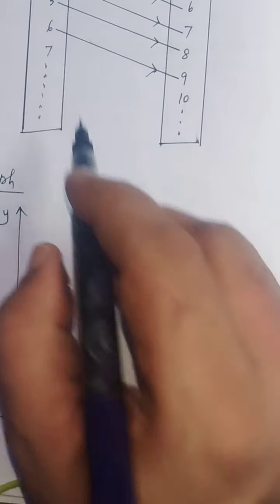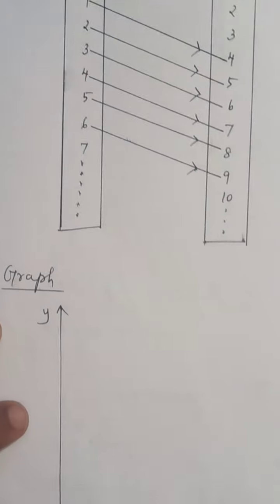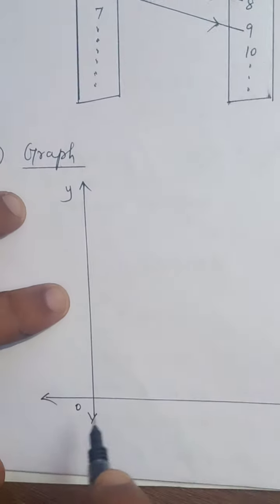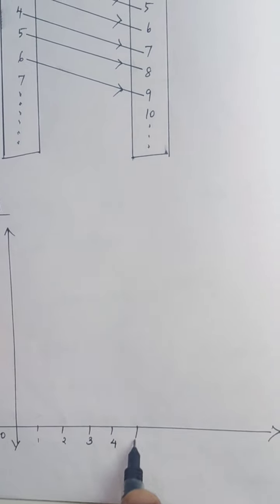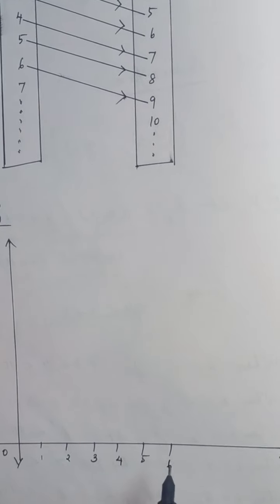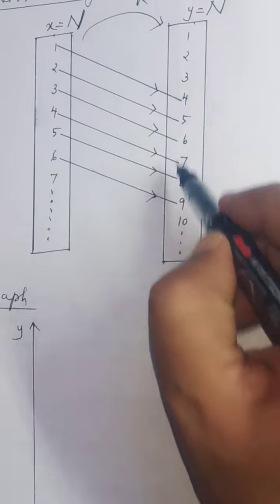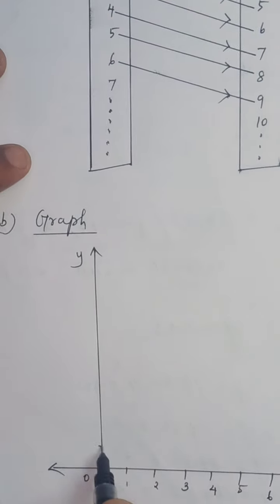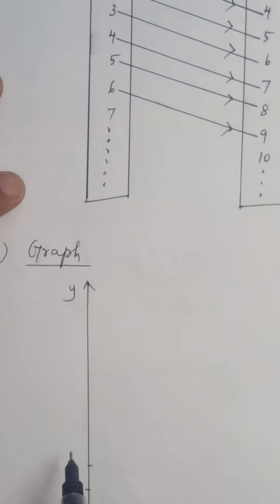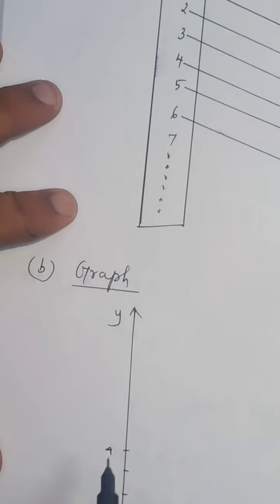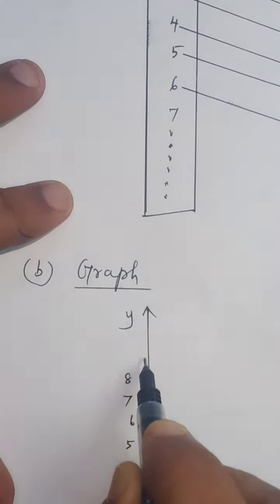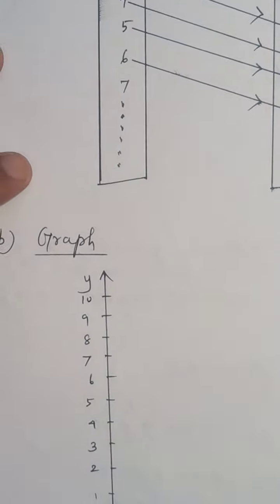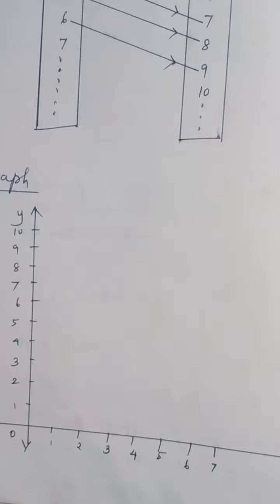x, y, all natural numbers 1, 2, 3, 4 up to 7. 1, 2, 3, 4, 5. You can even stop at 6. Okay, here 1 to 10. Even you can take 7. First point, 1 comma 4.